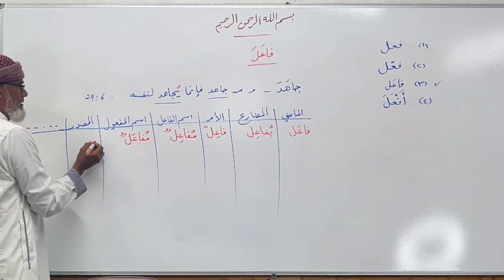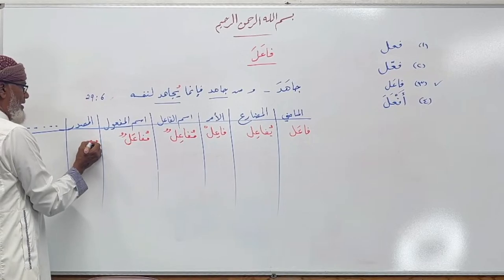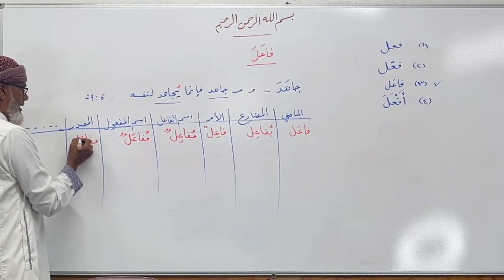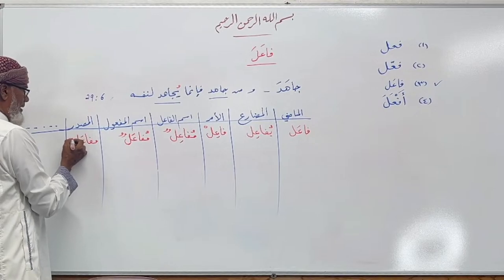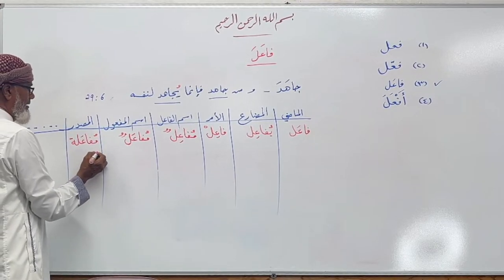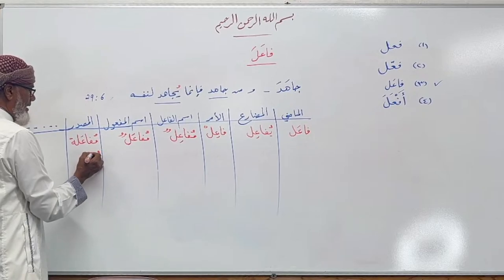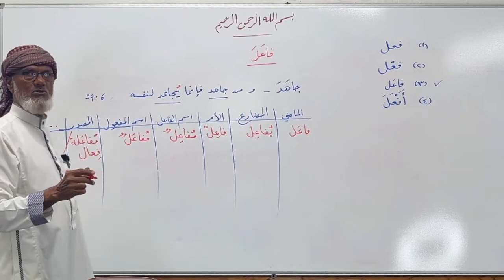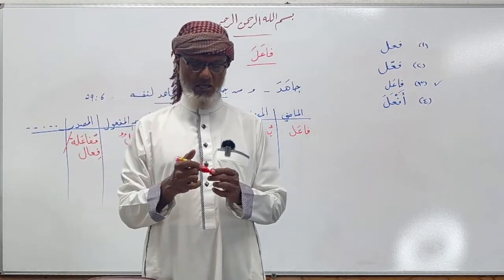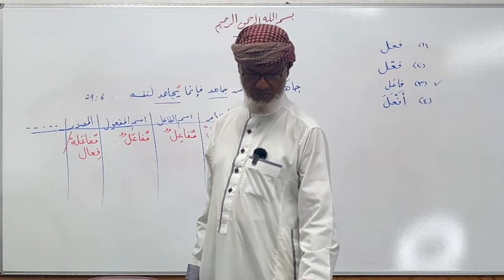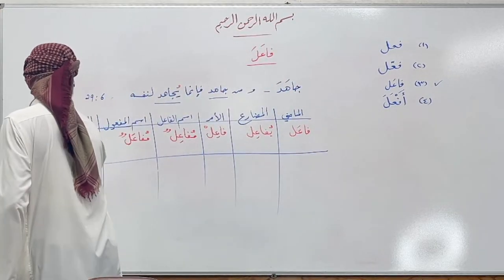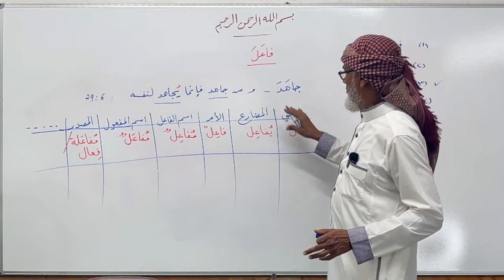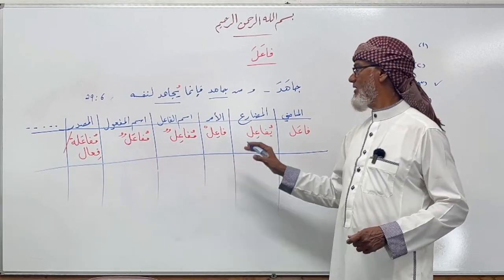Al-masdar, the verbal noun: mufa'ala, with the ta here, and fi'al. It has two verbal nouns, two different ways of making the verbal noun. Okay? So that is our pattern, that is our scale. We take a verb that looks like it, and we do the same thing to get whatever we want.